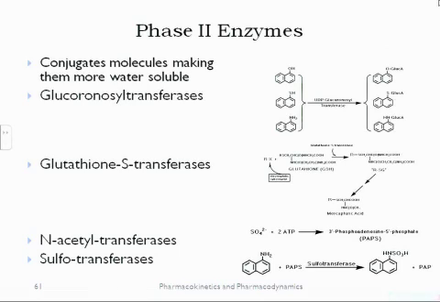What they're basically meaning is they're adding the group here. This is a glucuronyl transferase, which means it's going to add the glucuronyl group to it. This one's going to take a glutathione group. This one's going to add an N-acetyl group. And this one's going to add sulfo, which is basically a sulfurous component to the group. Okay?